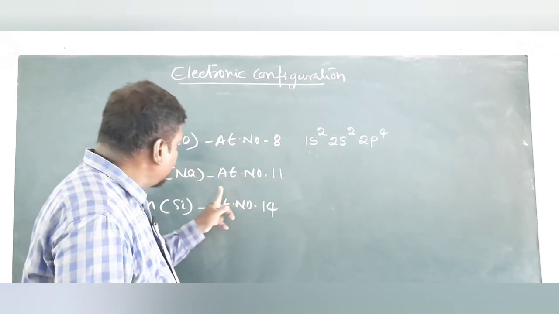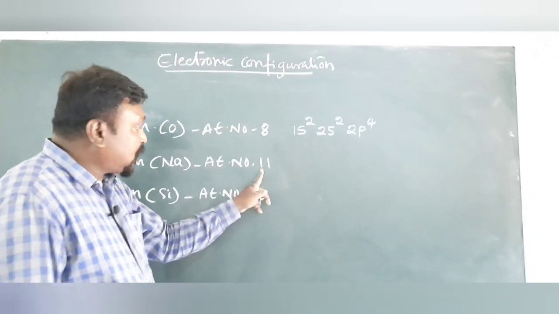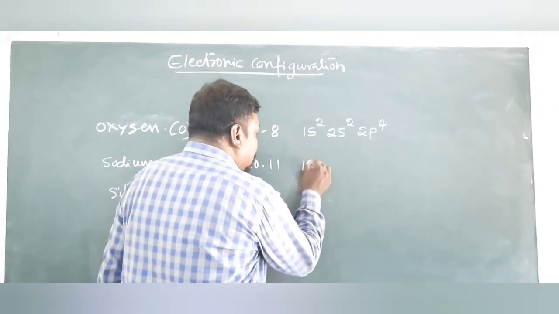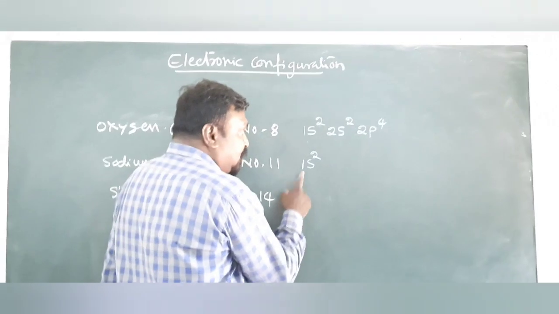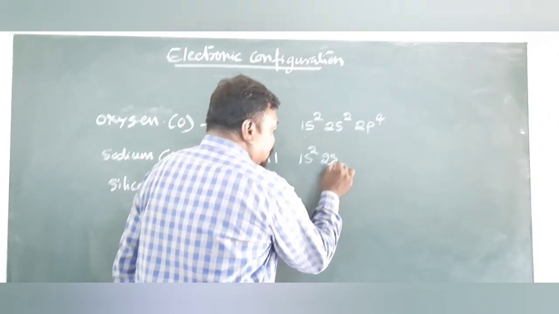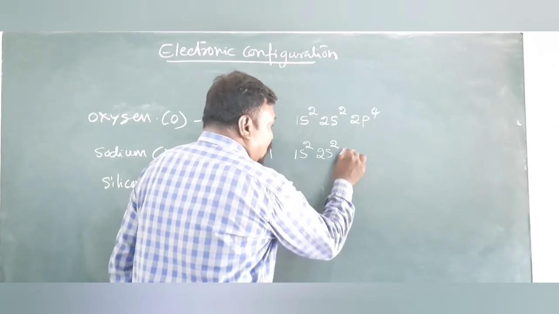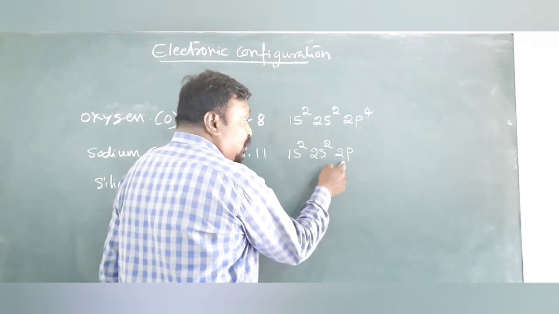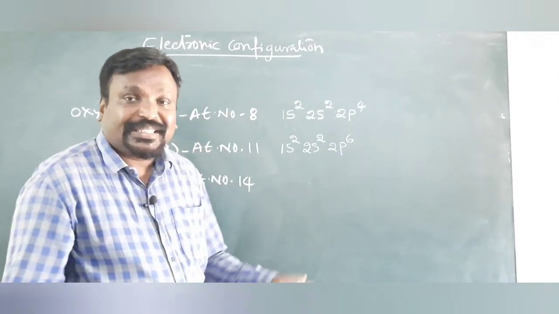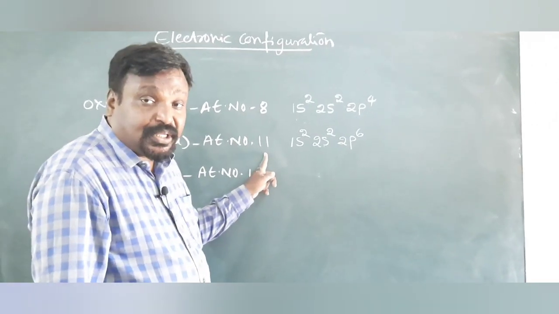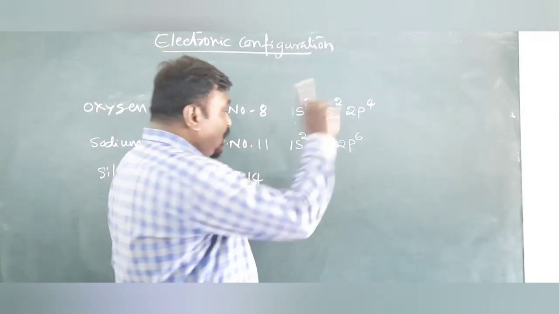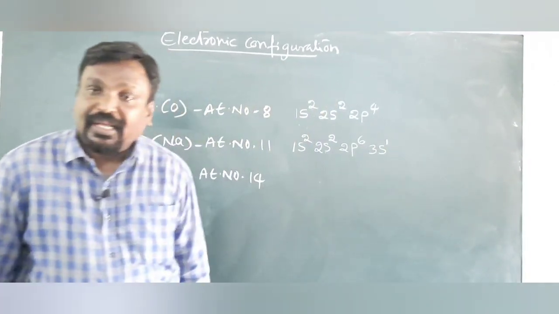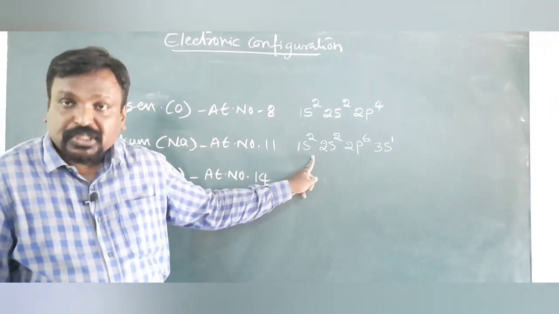Now come to sodium. The atomic number is 11. Shall we write the electronic configuration for this one? Yes, come on. It is 1s2. Where does it have to go now? 2s, that means 2s2. Next one is 2p. P can have 6 electrons. 2p6, 10 over. Now 1 electron is left. So this 1 electron goes to the third shell, that is 3s1. So this is the electronic configuration of sodium.